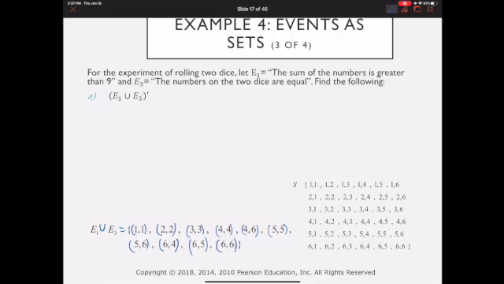The next thing I want us to find is the complement of E1 union E3. So E1 is still the sum of numbers is greater than 9, and E3 is the numbers on the two dice are equal. So I know what E1 union E3 looks like, and I want to find the complement. Remember, the complement of an event is everything that's not in this event.